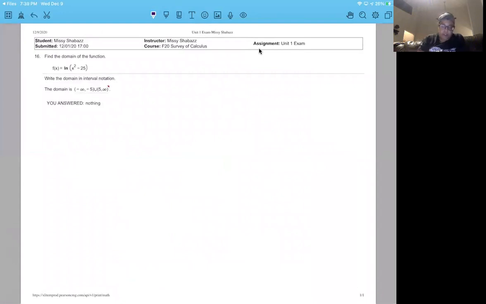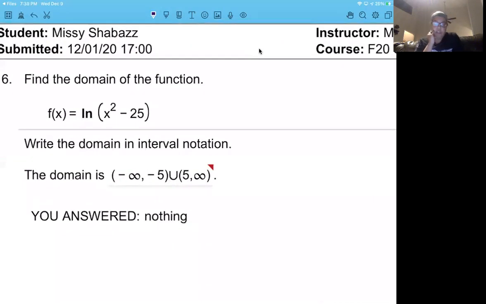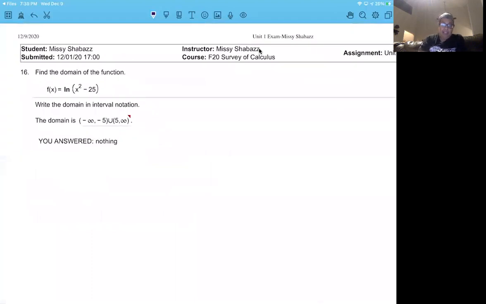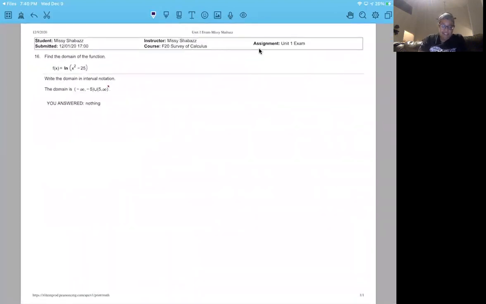All right, so this question asks me for the domain as well. And again, we talked about this. We need everything in the logarithm to be positive, not equal to 0, because you can't take the natural log or the log of 0. So I need x squared minus 25 to be greater than 0. I'm going to factor x squared minus 25, and that's x minus 5, x plus 5.